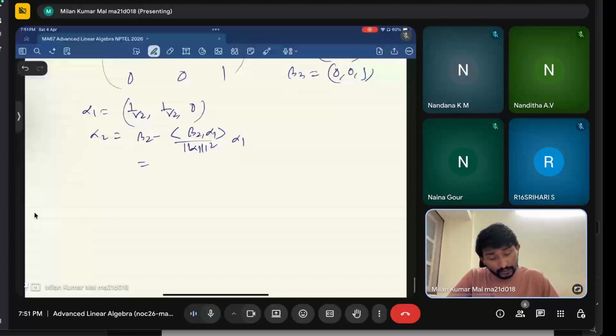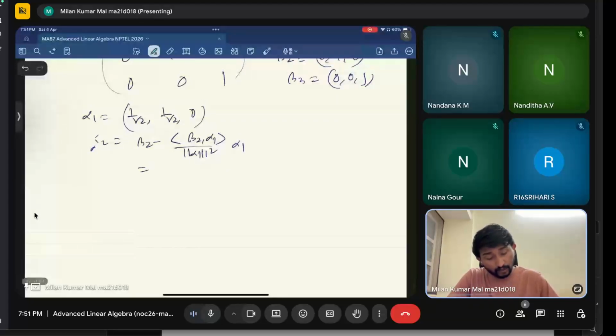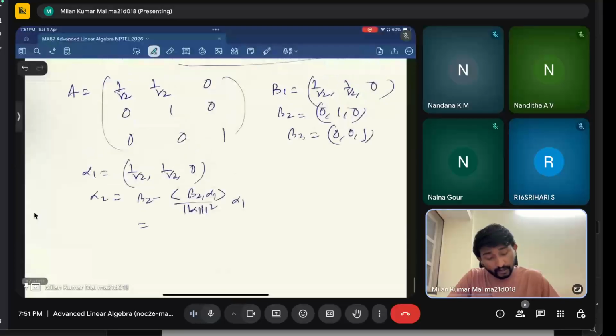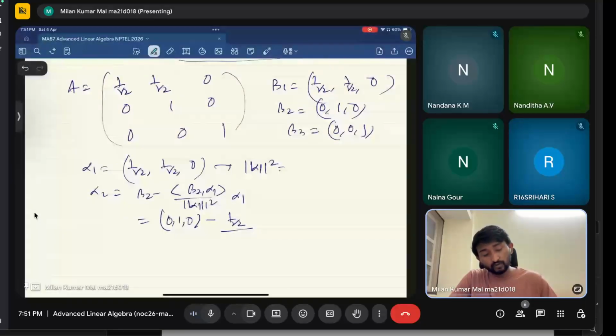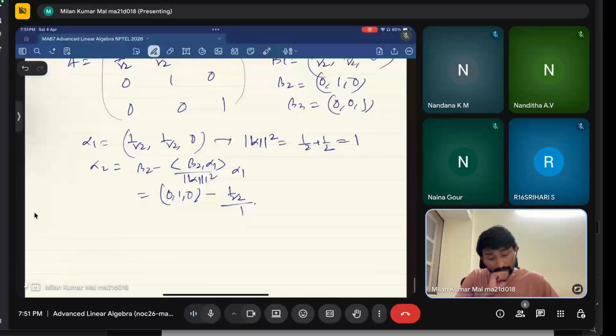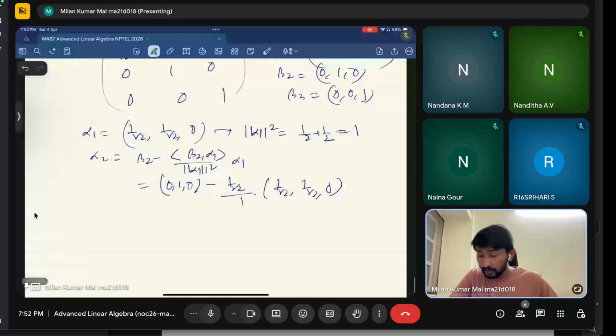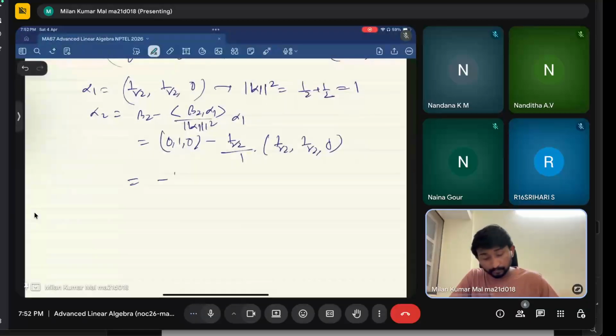Now the inner product of beta 2 with alpha 1, that is 1 by square root of 2, by norm of alpha 1 squared. Here norm of alpha 1 squared is equal to 1 by 2 plus 1 by 2, that is equal to 1. Times alpha 1, which is 1 by square root of 2, 1 by square root of 2, 0. So this will be 0 minus 1 by 2, that is minus 1 by 2 first, and second is 1 minus 1 by 2, that is 1 by 2, third will be 0 minus 0, that is 0. This is what it is, right?